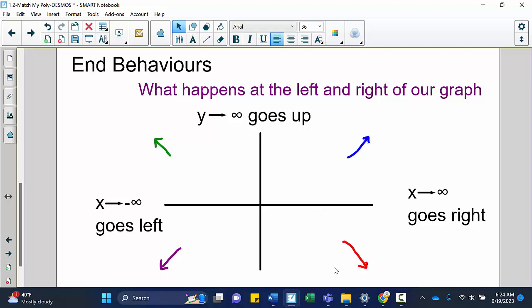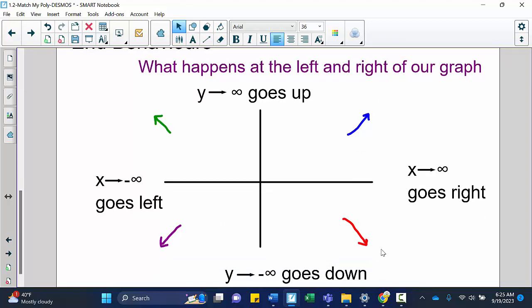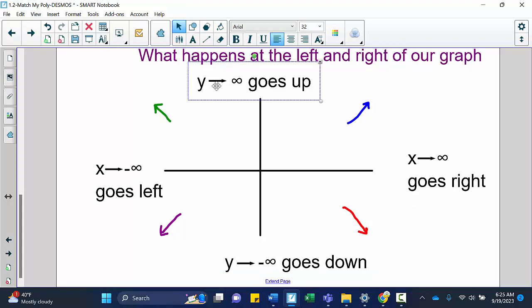So these 4 arrows are basically the options. My graph will always be headed up as it goes left, or down as it goes left, up as it goes right, or down as it goes right. And the way we typically write that is using this sort of notation. This is suggesting that y is, the arrow says, heading towards or approaching infinity. Down here, y is approaching negative infinity. Similarly, x approaching negative infinity means as we're going to the left, and x approaching positive infinity means as we're going to the right.